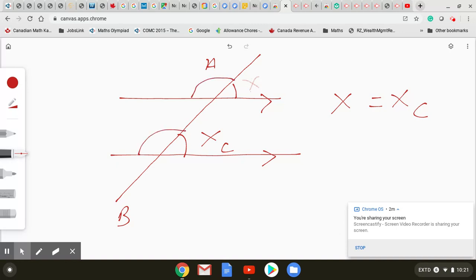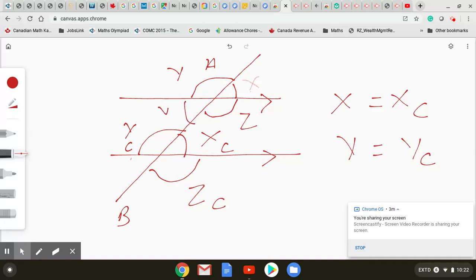What about Y and YC? Y and YC, they are corresponding angles. Can you see any of the other ones? How about this? The one below, Z and ZC. They are corresponding angles too. And finally, what about V and VC? They are corresponding angles as well. So as you can see, all these corresponding angles are equal.